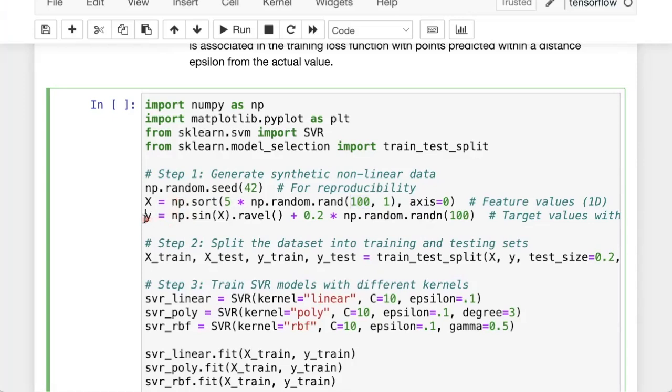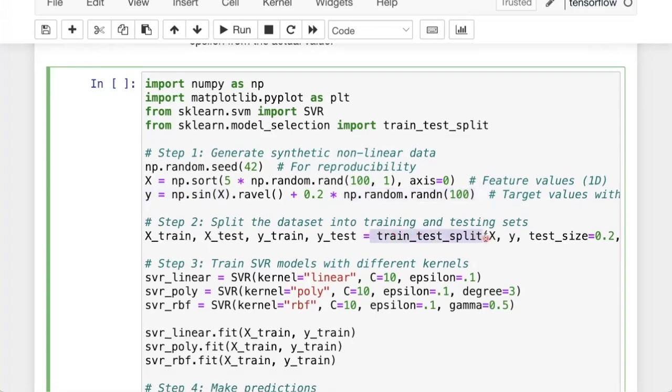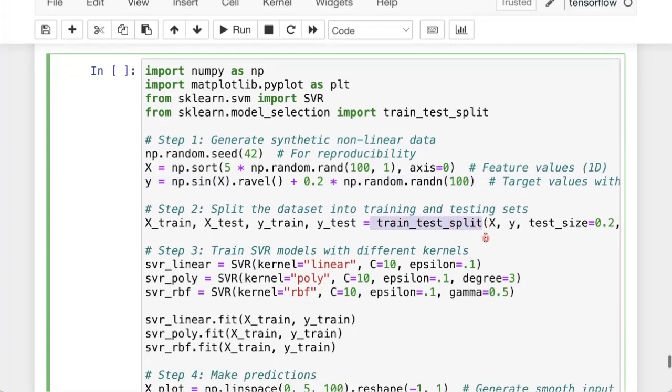And we use here a nonlinear function. So the true relationship between inputs and outputs is based on this sine function. And we know that this is nonlinear. We add some noise to make this more interesting. We divide our data into training and testing sets. That's something we usually need to do.